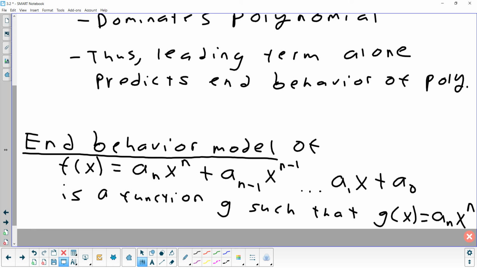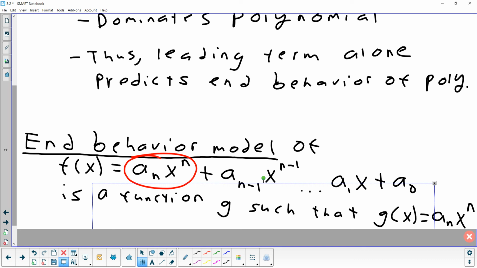So we're going to talk about what's called an end behavior model. A very simple idea. I'm going to call it EBM from now on. So the EBM, if you look at some long polynomial, the EBM is just the highest degree term. And what that means is if you were to graph f of x and you were to graph g of x and you were to zoom out enough, they would basically look identical.